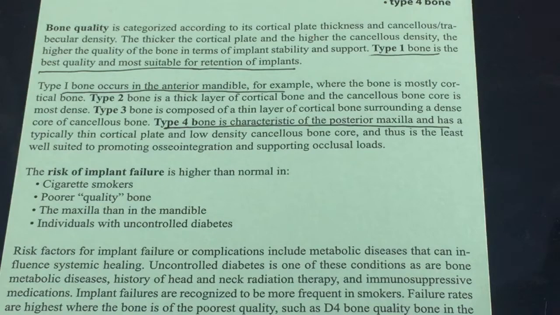Type 2 bone is a thick layer of cortical bone, and the cancellous bone core is most dense. Type 3 is composed of a thin layer of cortical bone surrounding a dense core of cancellous bone, and type 4 is characteristic of the posterior maxilla and has a typical thin cortical plate and low density cancellous bone core, and thus is the least well suited for promoting osseointegration and supporting occlusal loads. The risk of implant failure is higher than normal in cigarette smokers, poor quality bone, the maxilla than in the mandible, and individuals with uncontrolled diabetes.